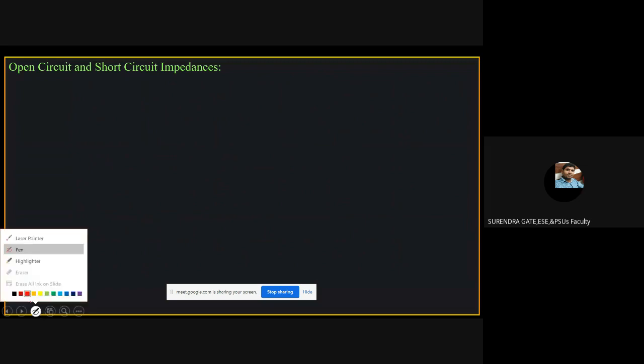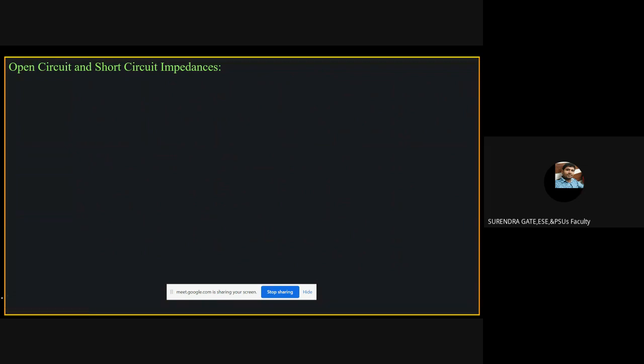Next, one more topic: open circuit and short circuit impedances. What do you mean by open circuit impedances and short circuit impedances? The name itself indicates it. Open circuit impedances means that the parameters are calculated by open circuiting the input port and output port. Short circuit impedances means the parameters are calculated by short circuiting the input and output ports; these are nothing but short circuit parameters. Clear, friends? Now, I want to give the generalized formulas for open circuit and short circuit impedances.